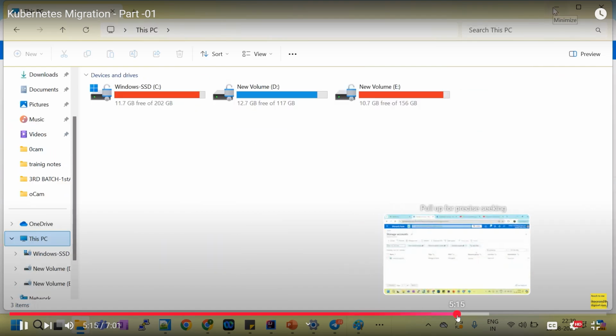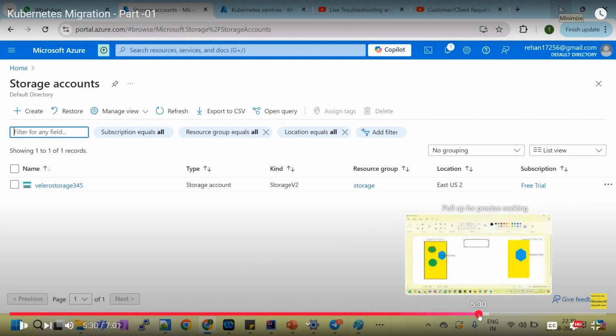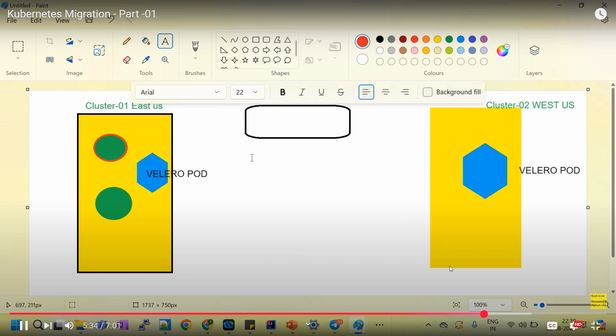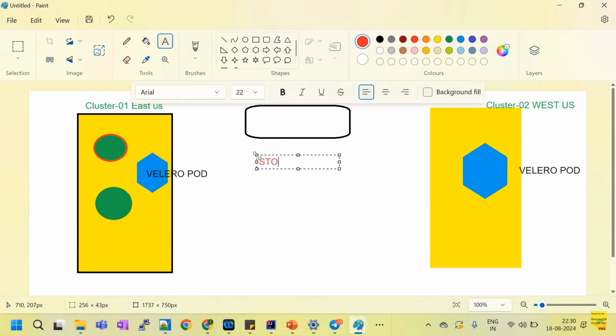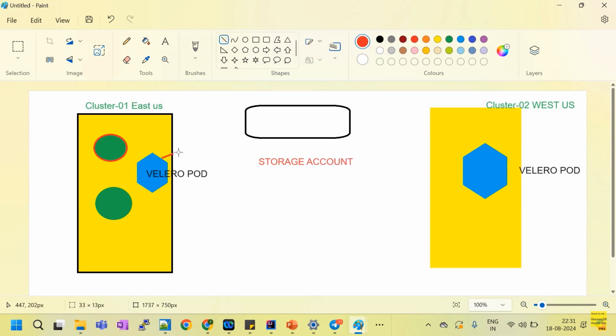Like if you create a VM, during the installation of Velero we have created one storage account. Everything I will show in the lab: I have created the storage account, set up Velero on the Kubernetes cluster, then taken the backup, and then done the migration. So this is the storage account, so that when we trigger the backup, they can store the data in this storage account.